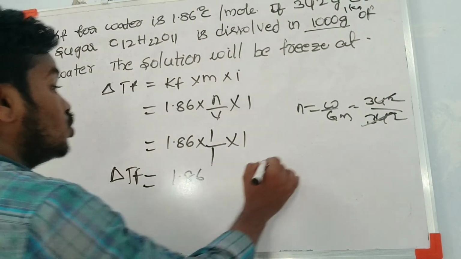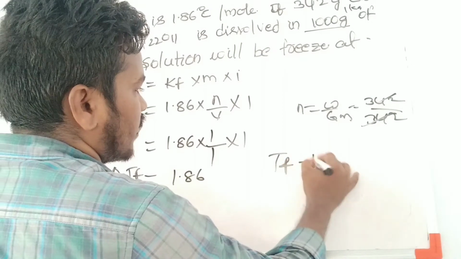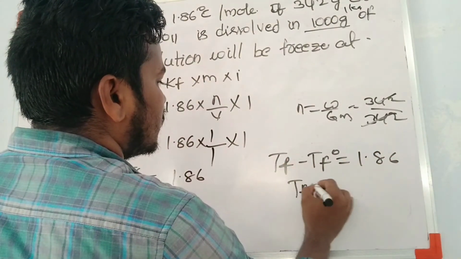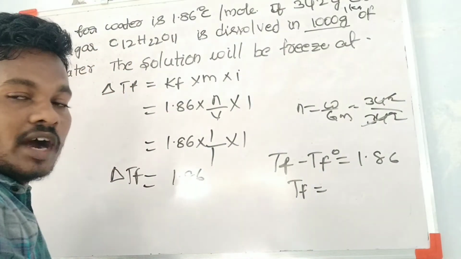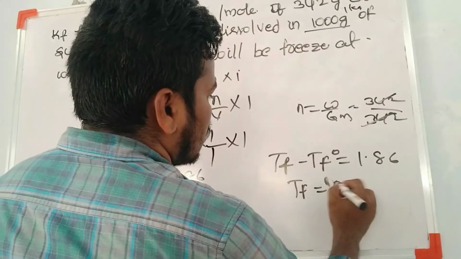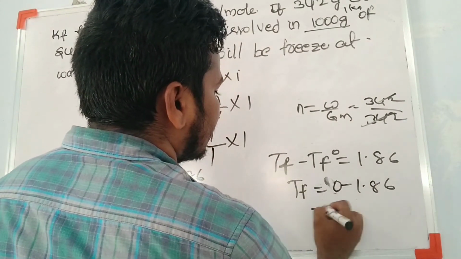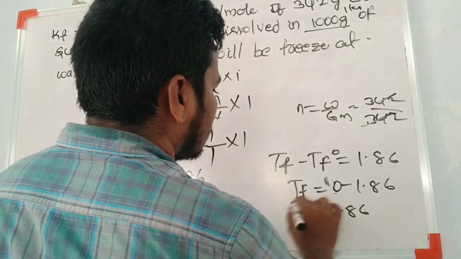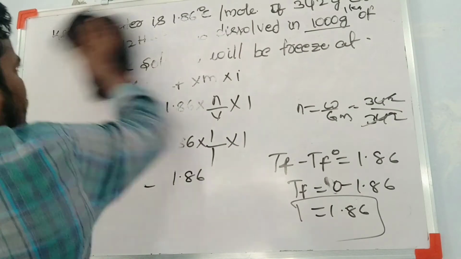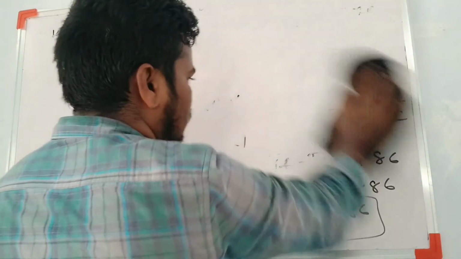What they are asking is the freezing point of the solution. So Tf naught minus Tf is equal to 1.86. Tf naught for the solvent, water, is 0 degrees Celsius. So 0 minus 1.86, that is minus 1.86 degrees Celsius, is the freezing point of this solution. Okay, if you see the next question, that is also asked in the previous mains.